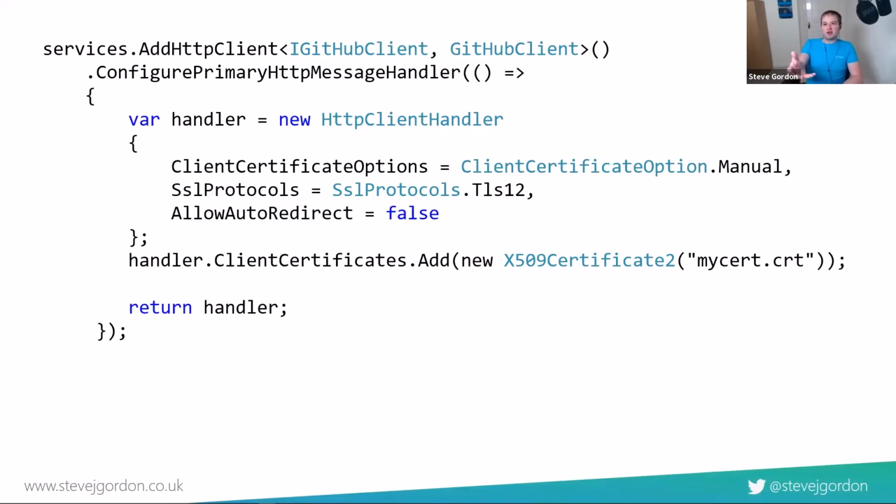The way we do this with HTTP Client Factory is you can call its configure primary HTTP message handler method on the builder. This says that whenever this typed client is being created and there isn't an existing handler chain with connections that you're going to reuse, then call this factory to create the handler chain before you attach it. So we can have complete control if we need it for those less common scenarios.